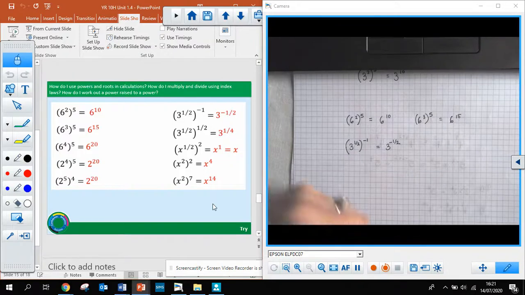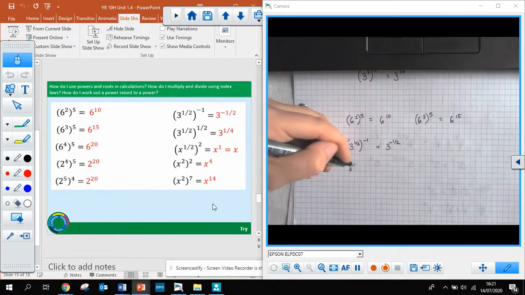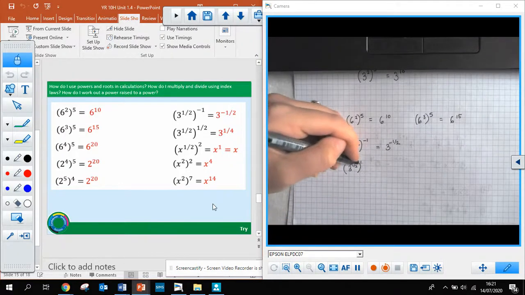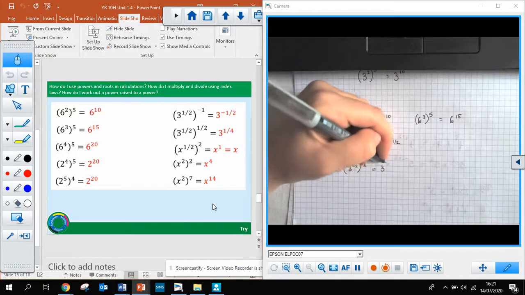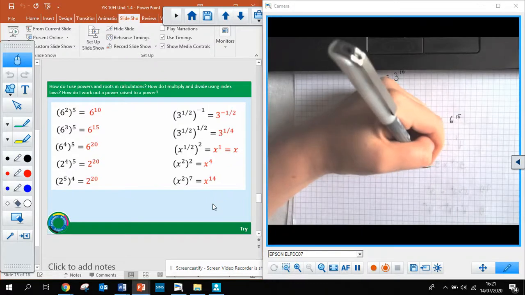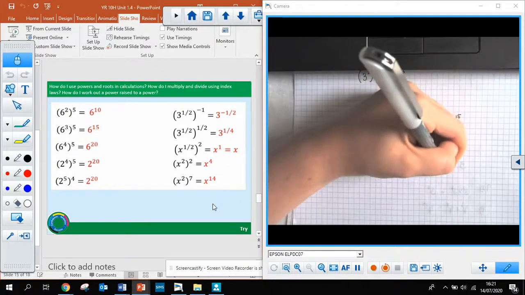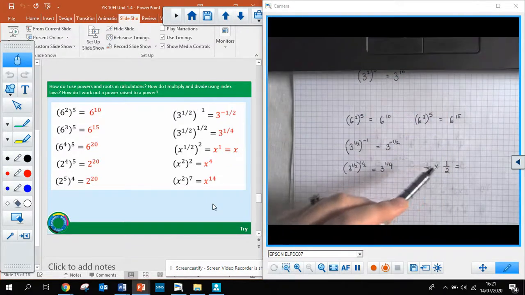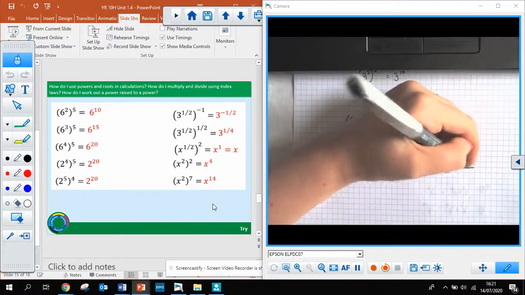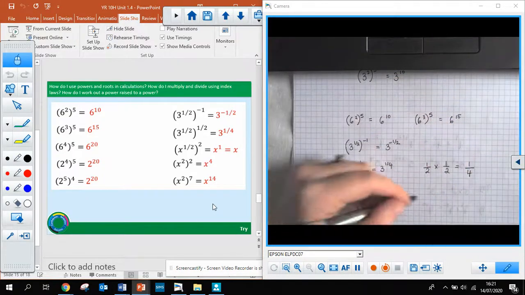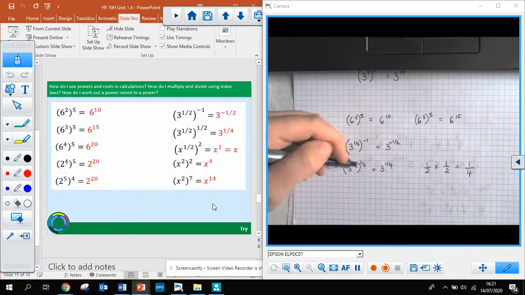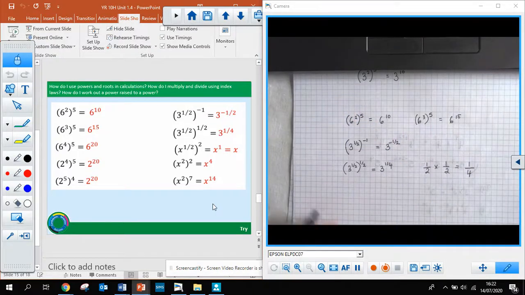Okay? The next one, 3 to the power of a half, all to the power of half. We're doing a half times a half, and that is a quarter. If you're not sure when you're multiplying fractions, a half times a half, you multiply your numerators together. 1 times 1 is 1, and you multiply your denominators together. 2 times 2 is 4. So that's where your quarter comes from. A half times a half is a quarter.